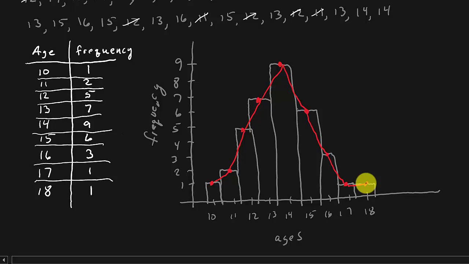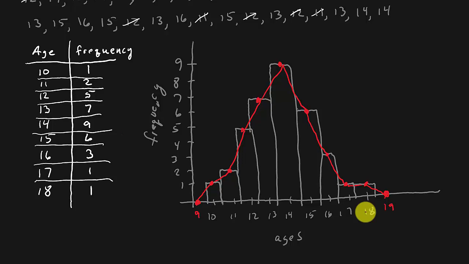But now it's not finished because it has to come back down and touch this horizontal axis. So the next midpoint would be what? 19. And the next midpoint on the other end would be 9. So for a frequency polygon, it goes to the horizontal axis where the next midpoint would be. And you could draw the frequency polygon on top of the histogram, or you could erase the histogram and just leave the frequency polygon.